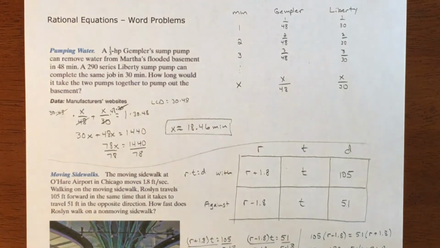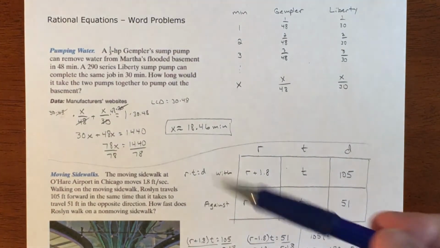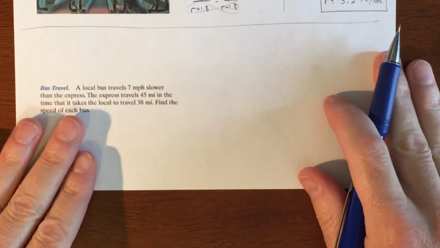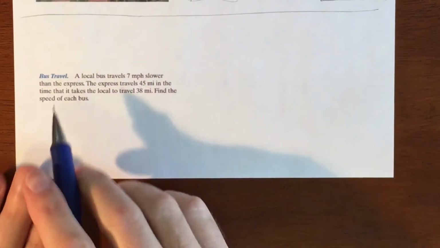In this video, we are going to solve a third rational equation problem. Again, rational equation means our equation is going to have a variable in the denominator. We're going to figure out how to solve that. So our third situation is that we have a bus traveling.